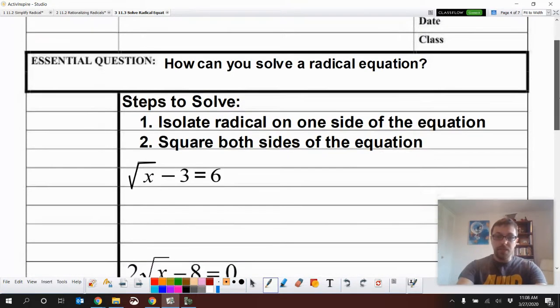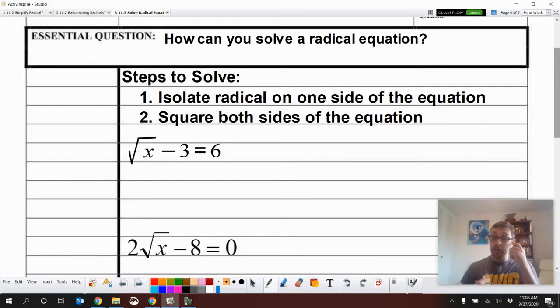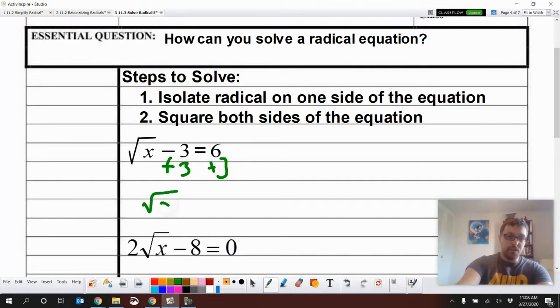So in our first example right here, I've got the square root of x minus 3. So my first thing is I want to get rid of this minus 3 right here. I don't want that there. I want to get rid of it. So my very first thing I want to do is add 3 to both sides of my equation so I can isolate that square root of x. So I get the square root of x equals 9. Now I can square both sides of my equation.